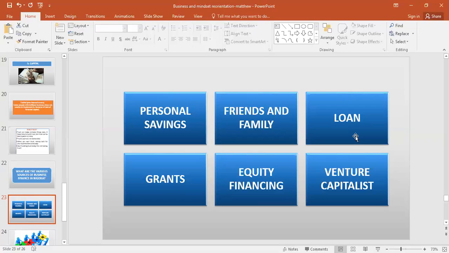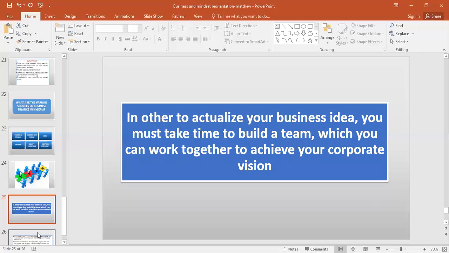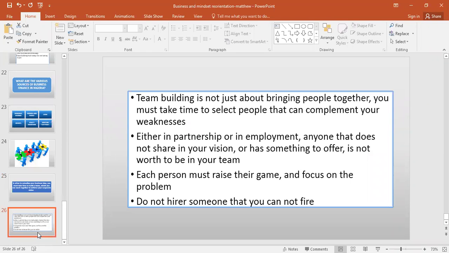Having done this, having generated a business idea, developed a clear-cut vision for your business, and identified the capital requirement for your business, the next step is for you to do what? To build a formidable team. In order to actualize your business idea, you must take time to build a team which can work together to achieve your corporate vision. I always say from time to time that team building is not just about bringing people together. You must go after people that have something to offer, people that can complement your weaknesses. If your strength is in operations and you have weaknesses in marketing, bring in some digital marketing experts to join your team. Bring in some legal people to join your team.